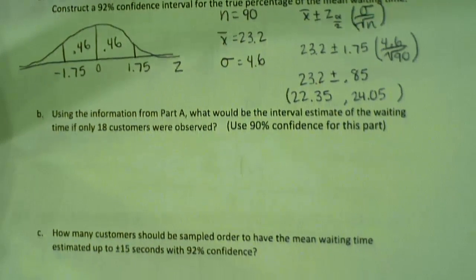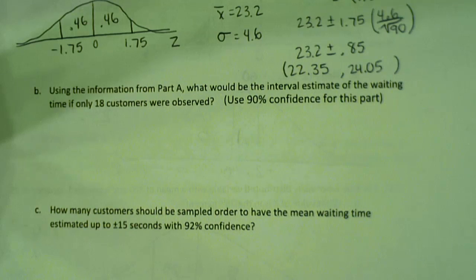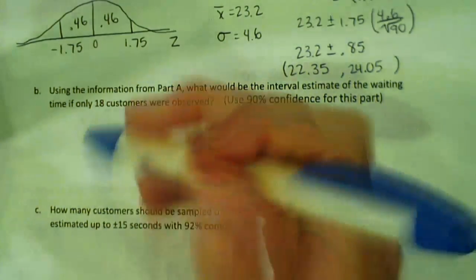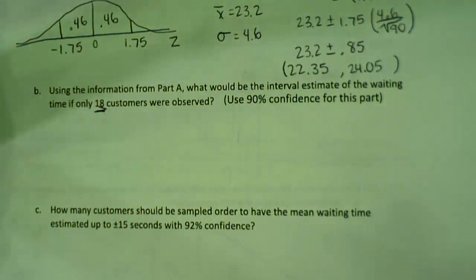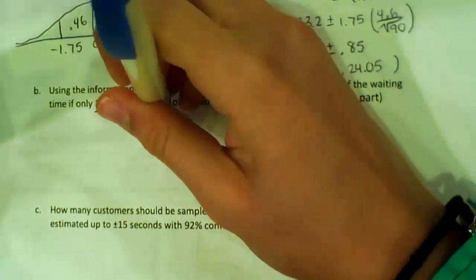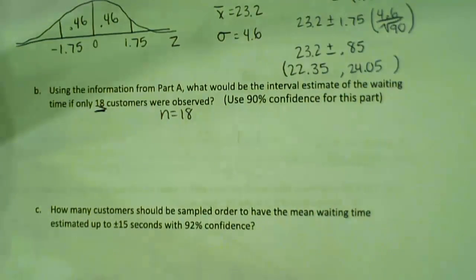All right. So using the information from part A, what would be the interval estimate for the waiting time if only 18 customers were sampled instead? This time though, we're going to be using a 90% confidence interval. So only 18 customers are observed. So what's going to be different about this problem versus the last? Yes, the n, right?